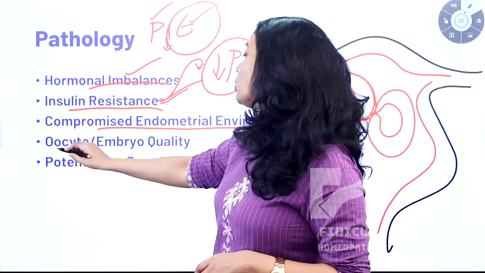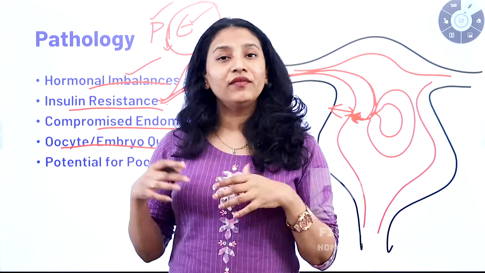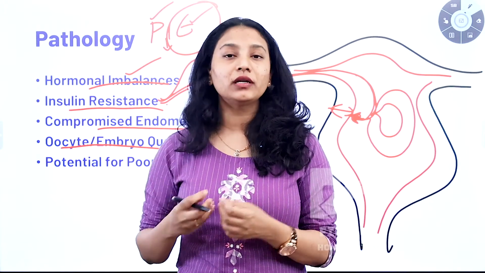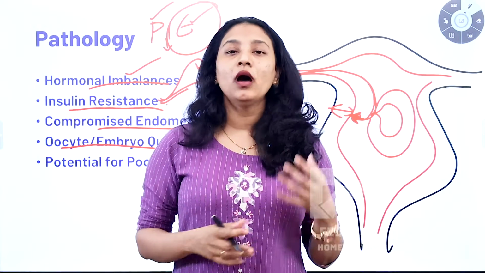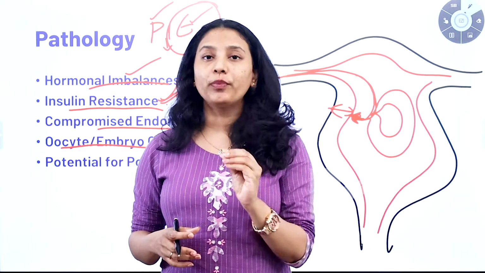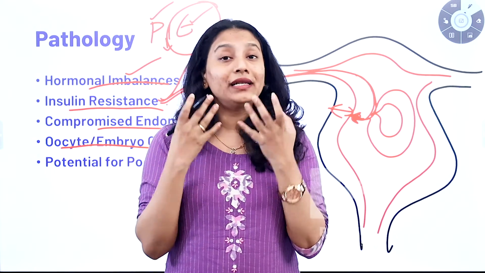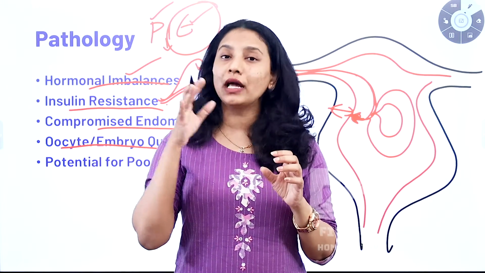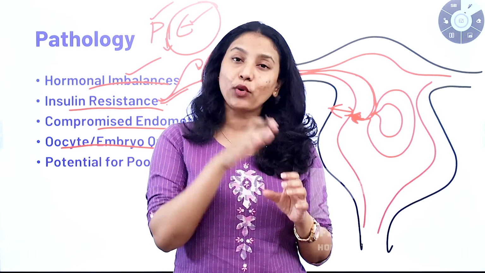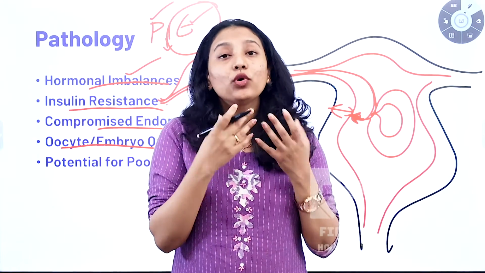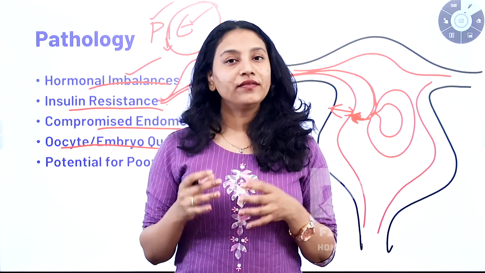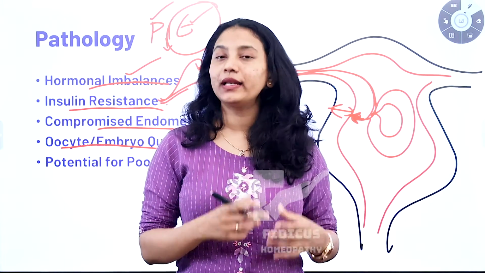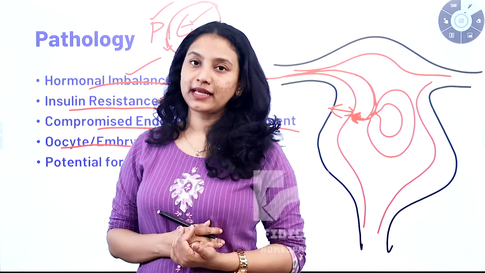And then apart from that, oocyte or embryo quality. Whenever the egg is released, as much as the sperm quality is important, so is the egg quality. The egg quality should be good. Whenever there is PCOS, there is hormonal imbalance which can cause poor quality of the egg to be released. When a poor quality egg is released, the embryo cannot form properly, and that can also lead to miscarriages.